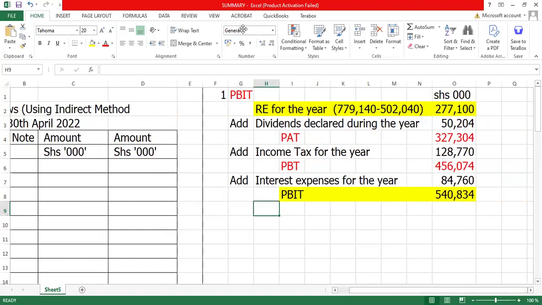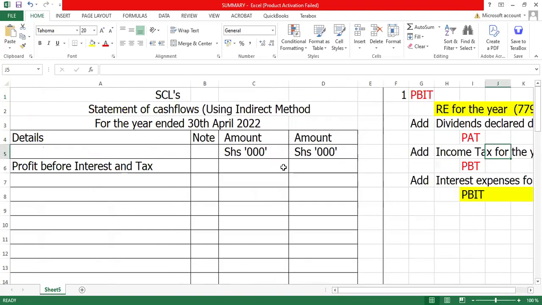Remember what we did last time? We handled the scenario where you're given profit after tax. Then actually we had profit before tax. Then you add back the interest expenses. Because you have profit before tax, you simply add interest expenses. But if you have profit after tax, you add back income tax, you add back interest expenses.